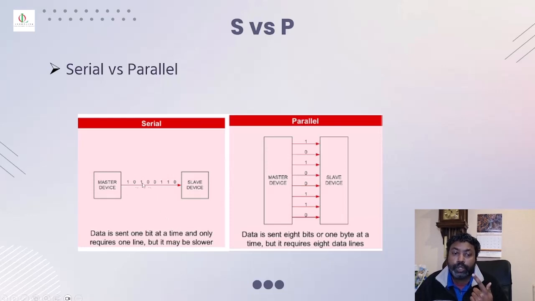and you can do so with just 1 line, so you don't need 8 lines. So that's the major benefit. But since it's sent 1 bit at a time, occasionally you may feel that this could be slower compared to I2C. So that is the basic difference between serial and parallel.